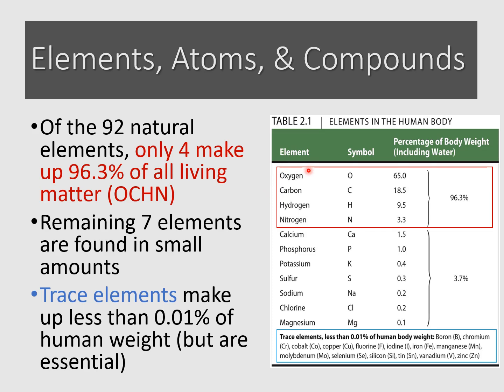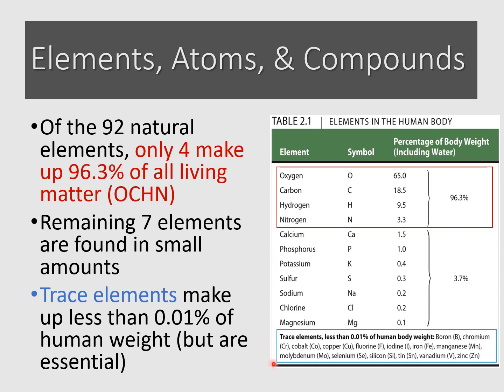And then there are 7 elements that make up a small amount, so probably the remaining 3.7%. These are things like calcium, potassium, sodium. Remember we saw sodium chloride. Sulfur, magnesium, phosphorus. These make up a small percent.